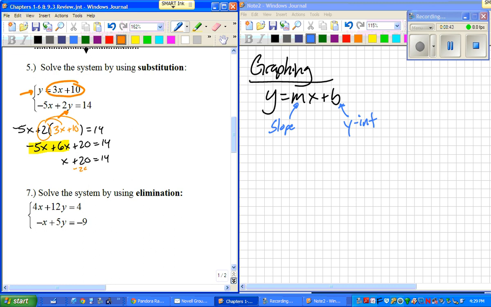And now solve. So I'm going to subtract the 20. And you get that x equals negative 6. And we're not done yet because we also need to know what y is. And all we have to do is plug in negative 6. So we get negative 18 plus 10, and we find out that y equals negative 8. So our final answer is negative 6, negative 8. That's where those 2 lines intersect.